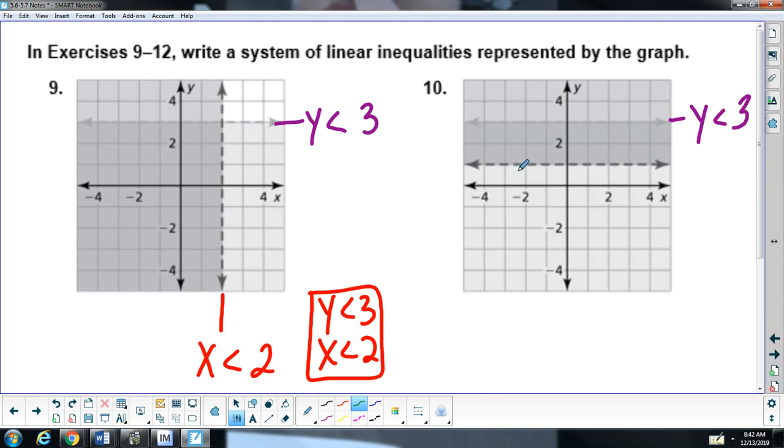Now we're going to do this second line. So again, it's horizontal, so we know y. It crosses the y-axis right here at 1. And then we're shading above. So is that less than or greater than? Greater than. And then solid or dashed line. It's dashed, so are we equal to? No. So y is less than 3 and y is greater than 1.